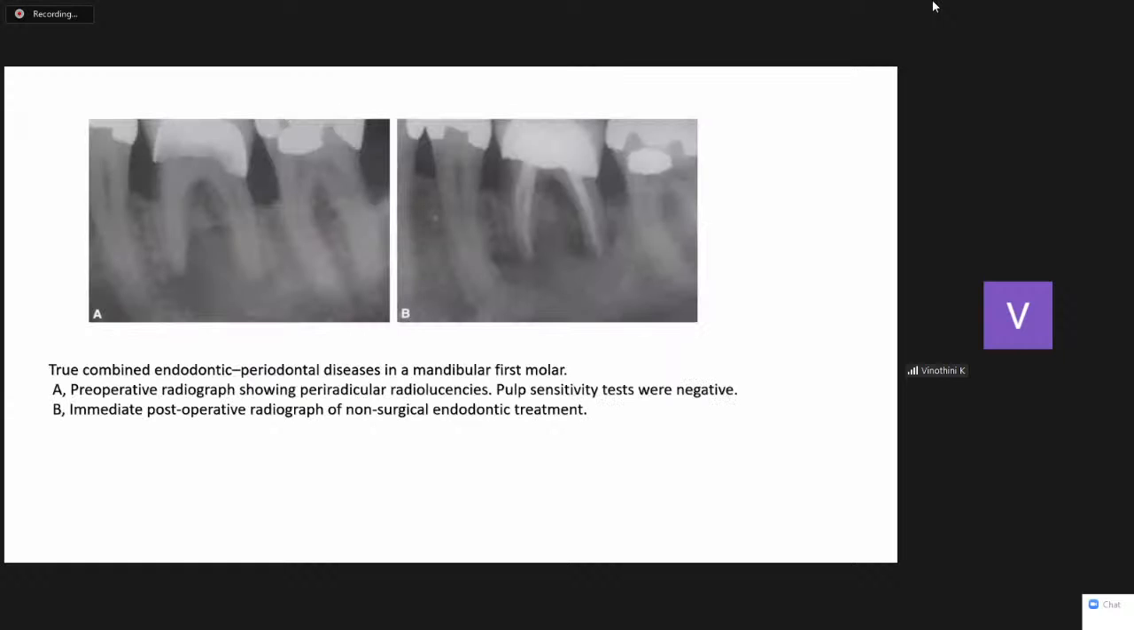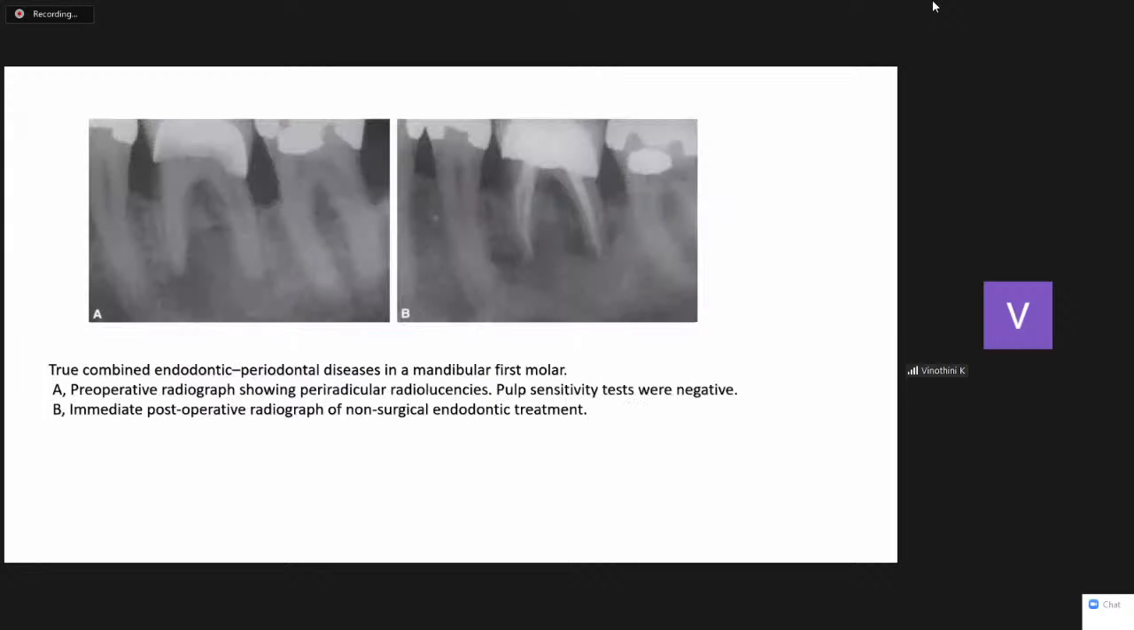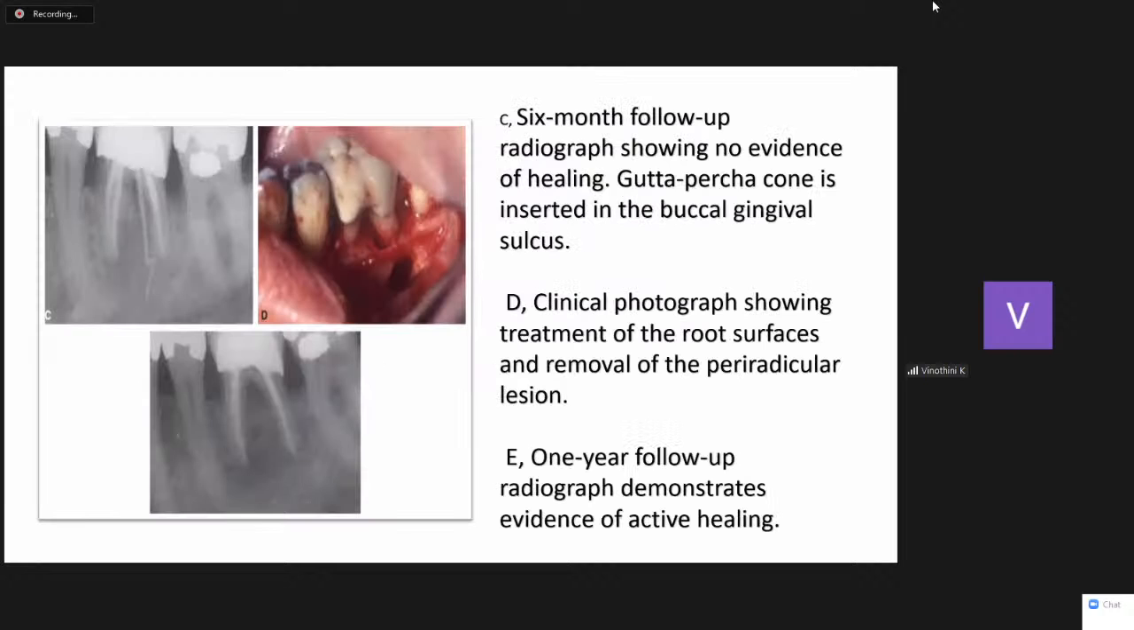So, a true combined lesion: in the preoperative radiograph, the pulp tests were all negative. Here they did root canal treatment alone, and even after root canal treatment, there is no change here. Again, the patient had a similar thing. So what they did, they did sinus tracing and periapical surgery, and then there is healing. So we have to do primary endodontic treatment first. Then if there is no resolution, we can go ahead with surgeries.